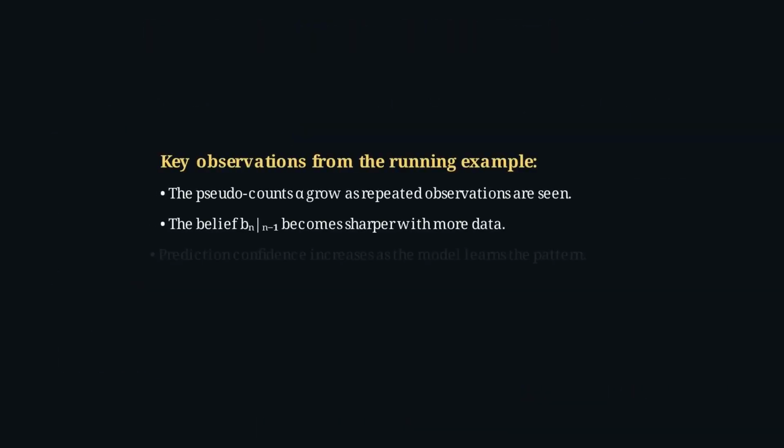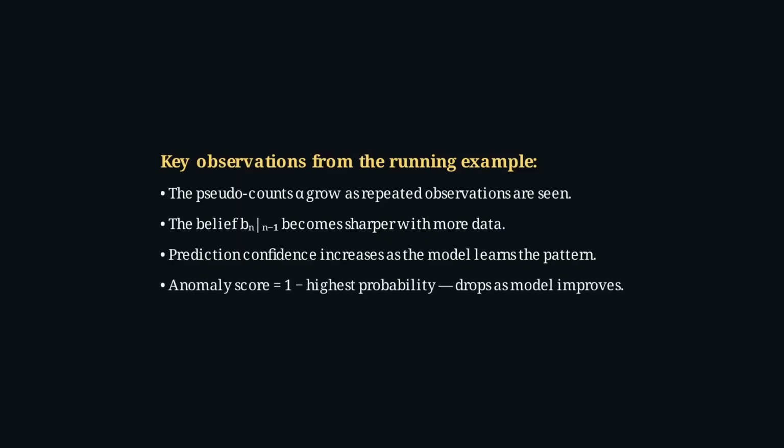As we continue through more time steps, the model learns the patterns. Pseudo-counts grow where data is consistent. Predictions become more confident. Anomaly scores drop as the model understands the stream. The key insight from this example is that learning and prediction happen simultaneously. No separate training phase is needed. Every observation immediately improves the model.